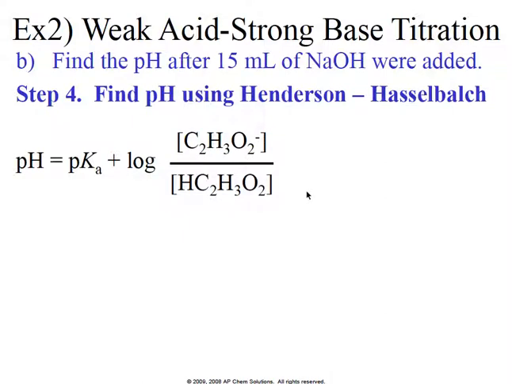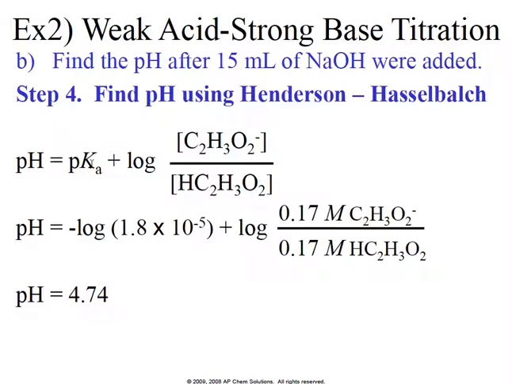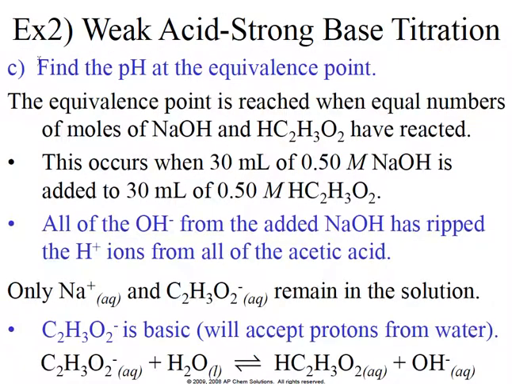Now, we're going to put it into the Henderson-Hasselbalch equation, right? Because we have the acetate concentration and the acetic acid concentration, and we know the pKa also. So by placing this in, we should be able to find the pH of this solution, which is 4.74. Okay, so now we find the pH.